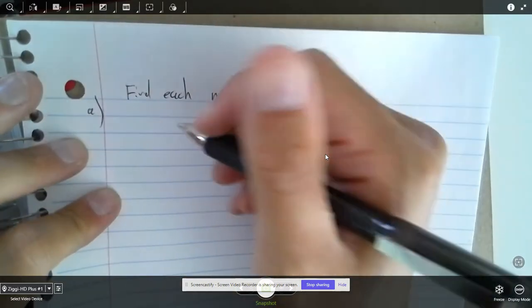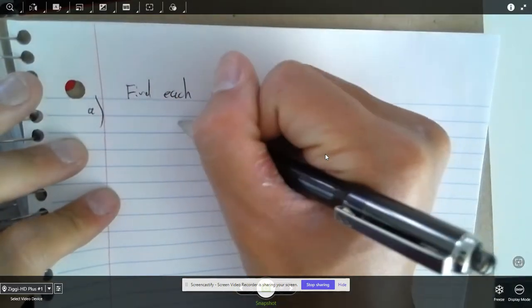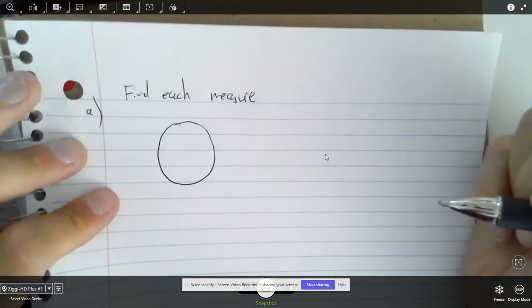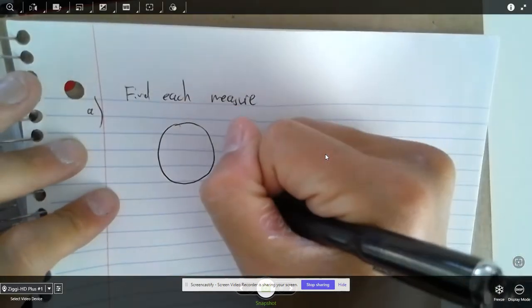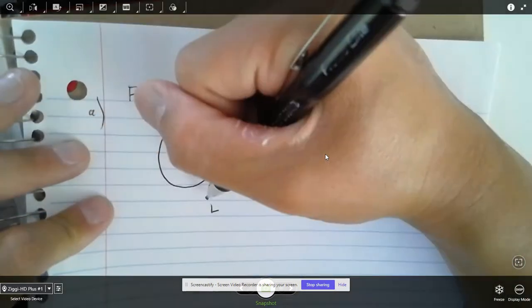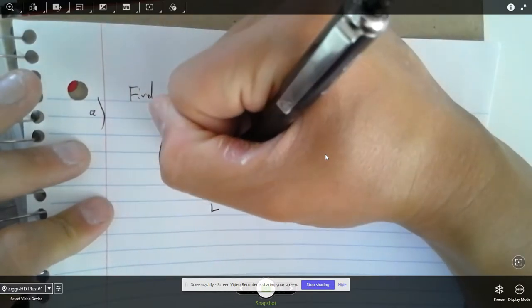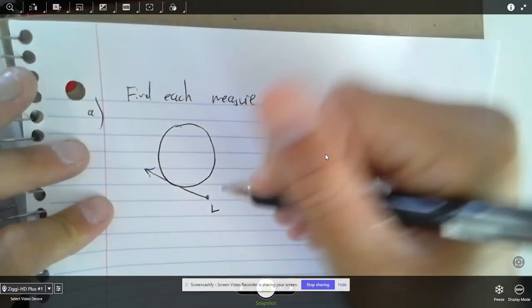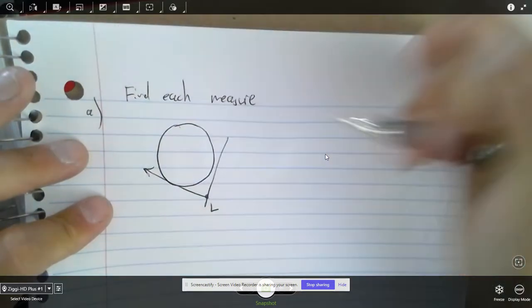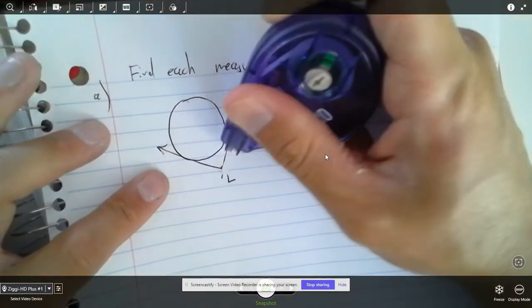So I'm going to give you a beautiful circle, as beautiful as I can draw it. We're going to give you a point L, and then we're going to do two tangent lines. Boom, and boom. Whoa! It's not tangent if it doesn't touch the circle, Mr. Wee. Come on.